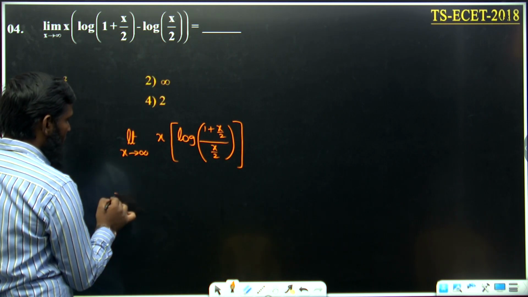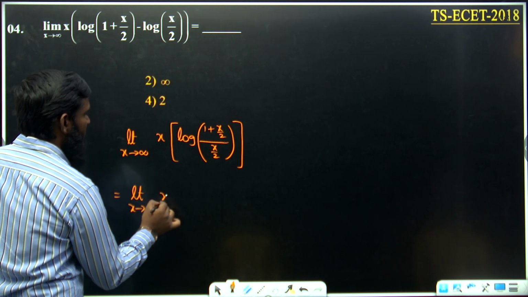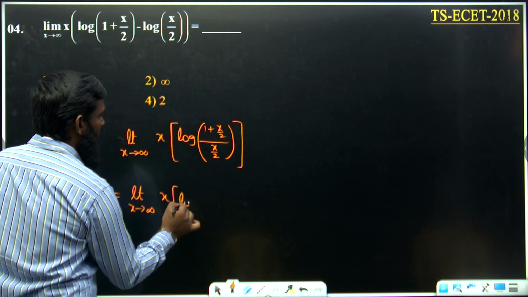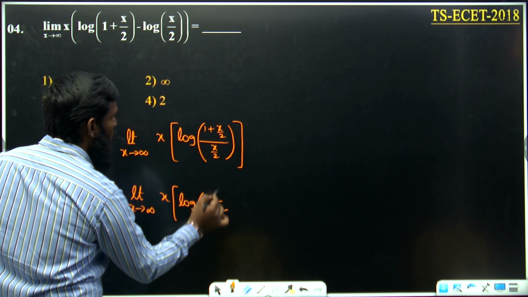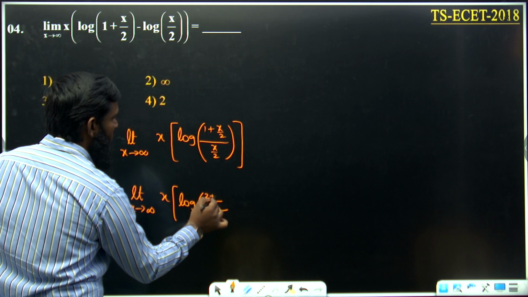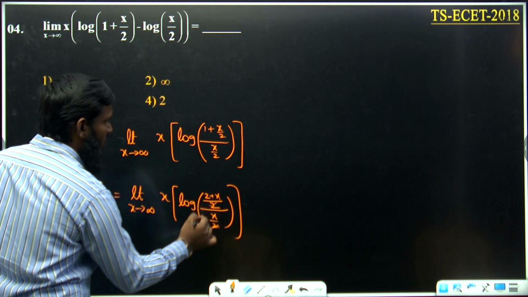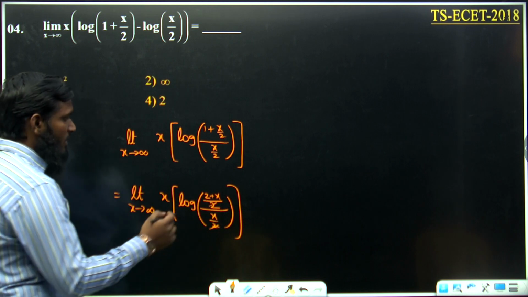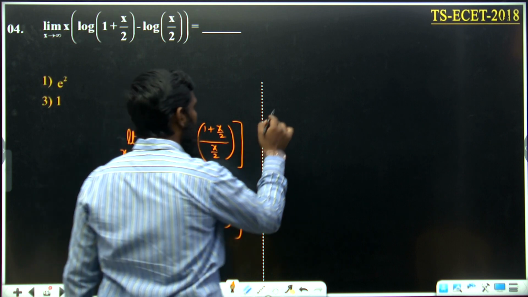Now it is equal to what we are doing now: limit x tends to infinity, this x we have written as it is, and log I have written as it is over here. Now, if you take out the LCM, what is the LCM we have? 2. Numerator 2 plus x, then again over here x by 2. The 2 gets cancelled. Now, what is left? Let us write this part over here.